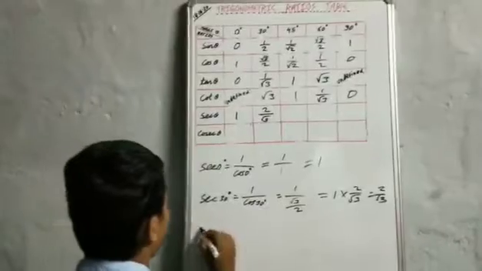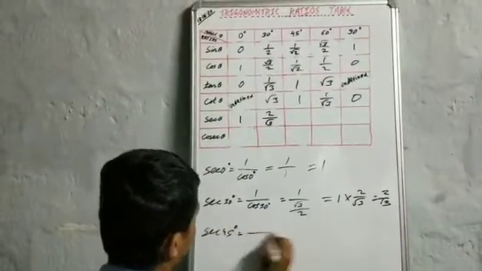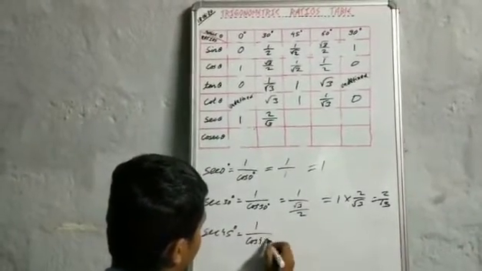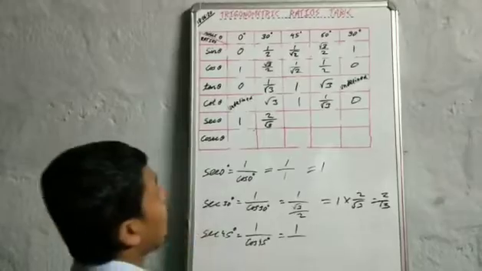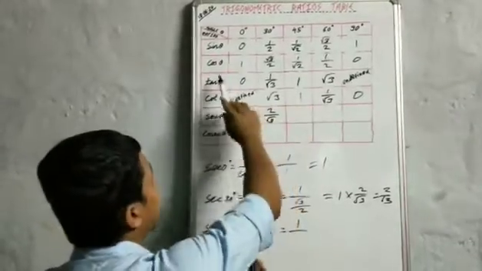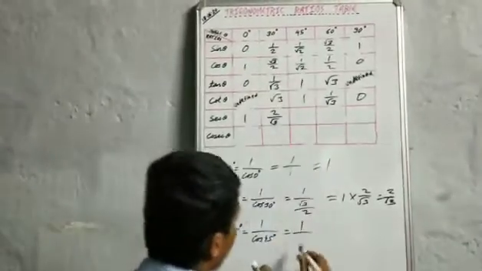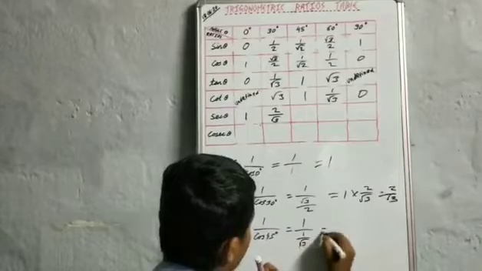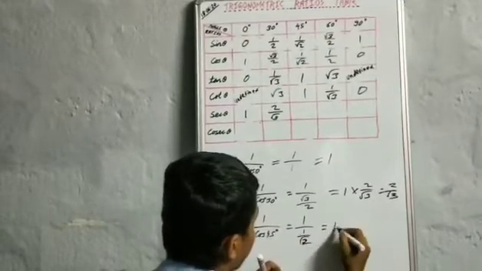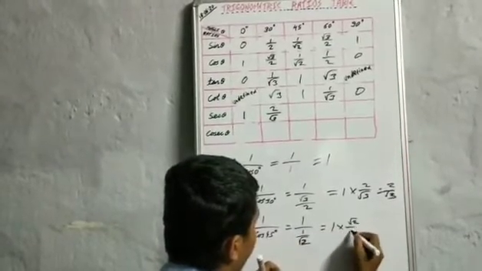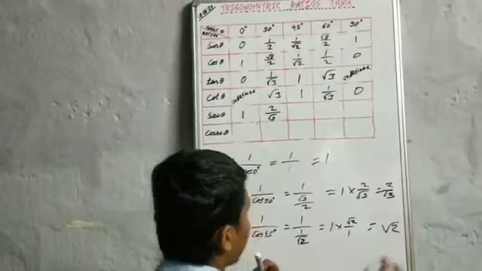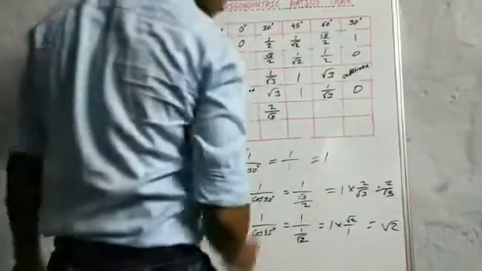Now the value for sec of 45 degree is 1 by cos of 45 degree. Value for cos 45 degree is 1 by root 2. This is 1 into root 2 by 1, which is root 2. So the value for sec of 45 degree is root 2.